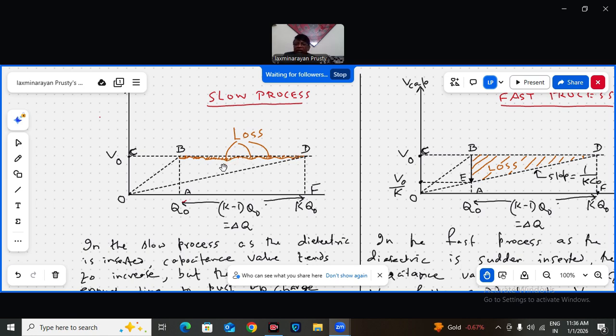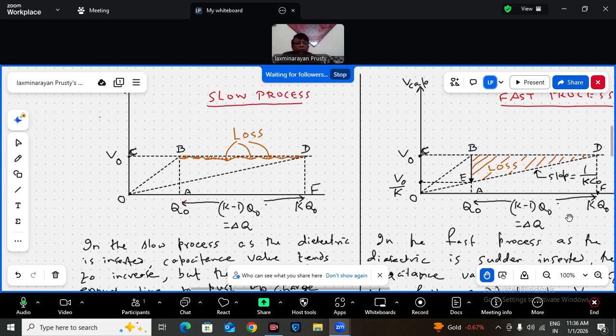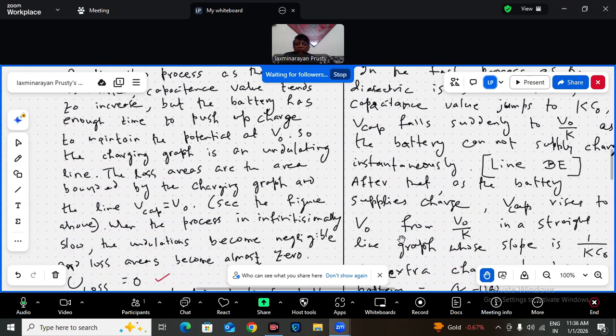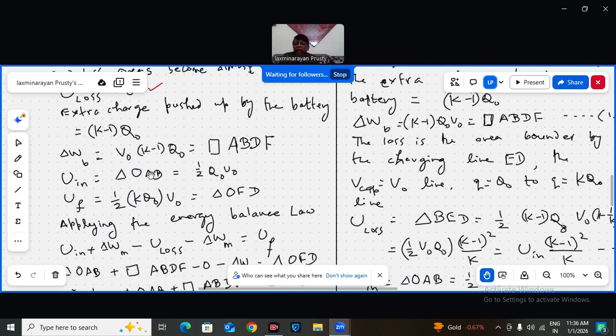So only one thing is remaining, WM, the mechanical work done by the capacitor, because as the dielectric is introduced, the fringing field will try to pull it in. So it is doing some mechanical work. We want to find that mechanical work by the capacitor. So now come back to this. Write the areas: delta WB is the ABDF rectangle, UI is the OAB triangle, UF is the OFD triangle. Values I have also written side by side.